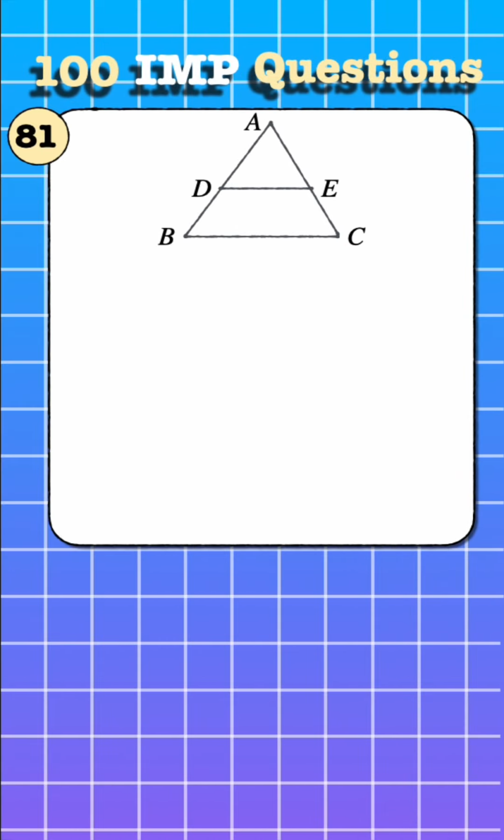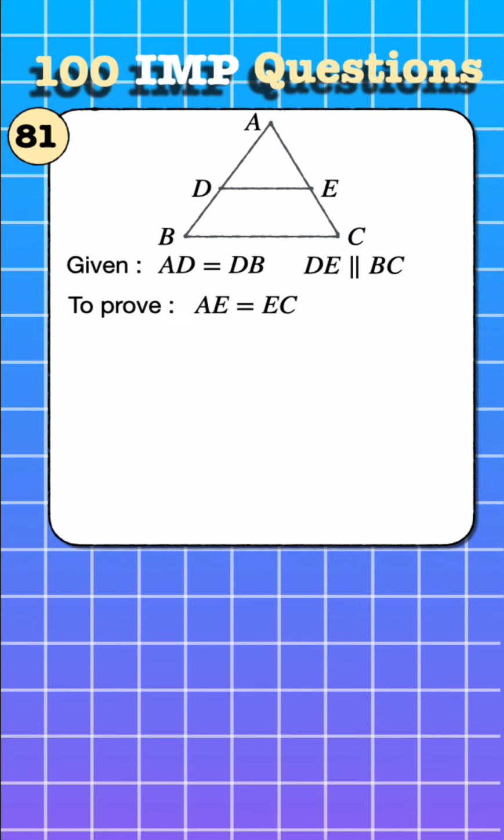So look at the diagram. What is given to you? That AD is equal to DB. D is the midpoint of AB. Second thing, DE is parallel to BC. And what we have to prove? We have to prove that E is also midpoint of AC, which means AE is equal to EC, right?